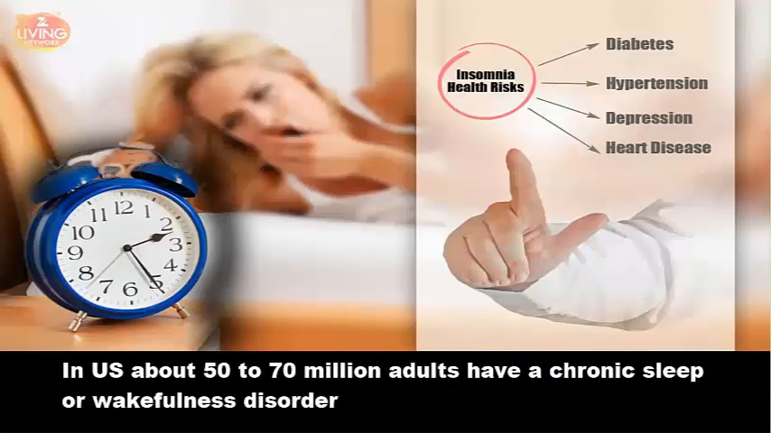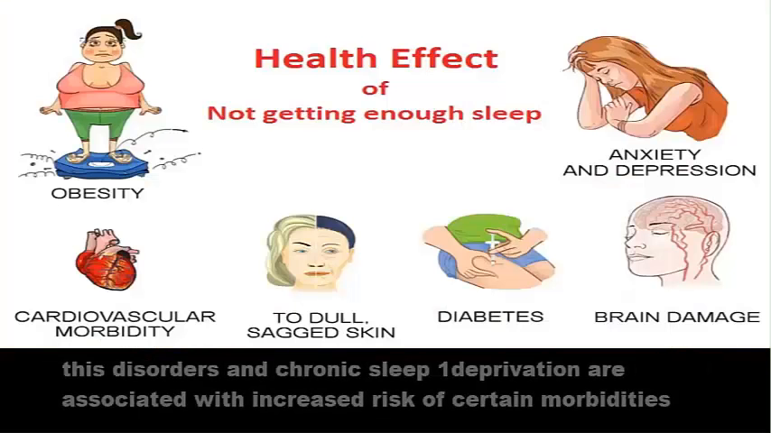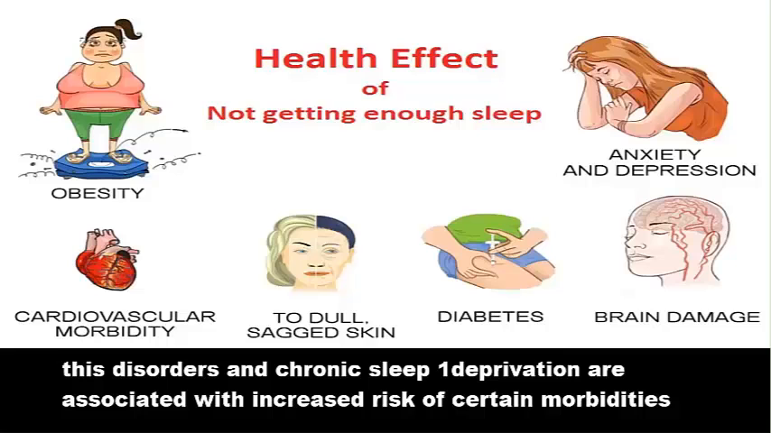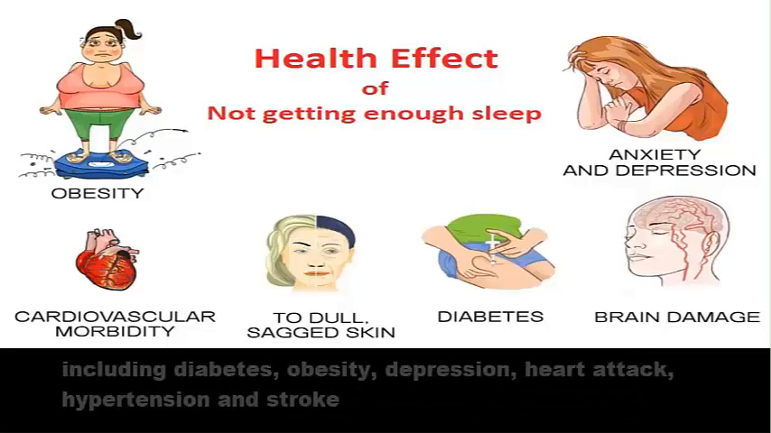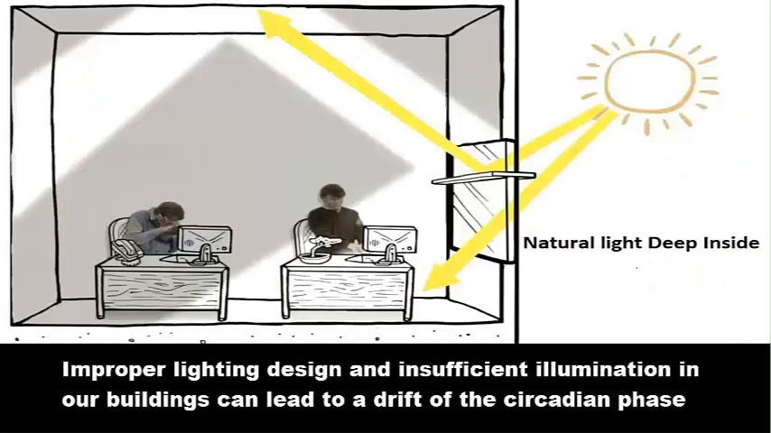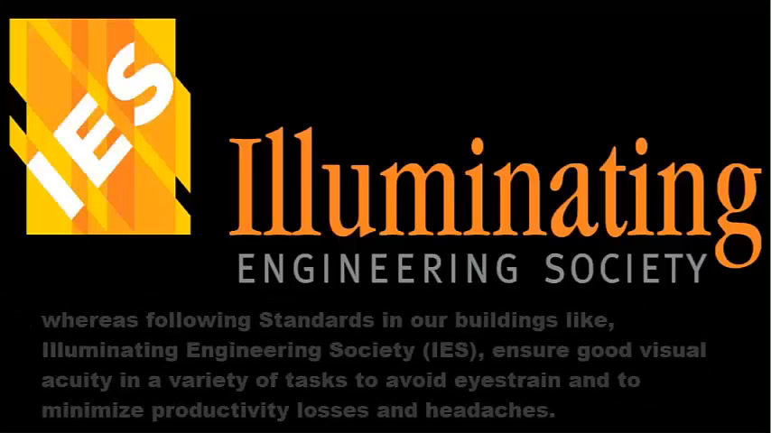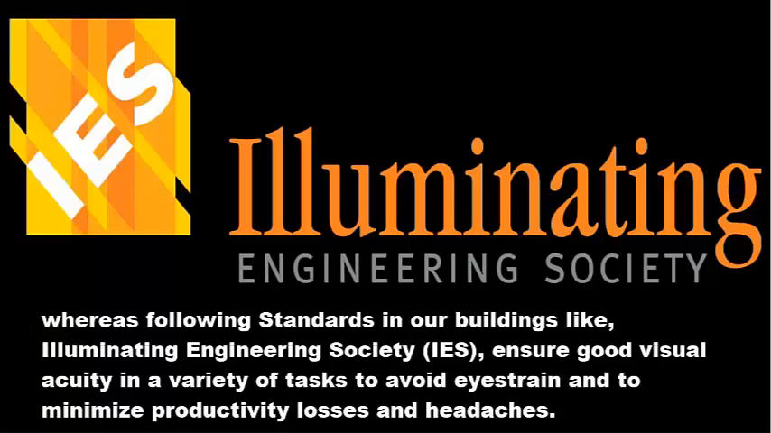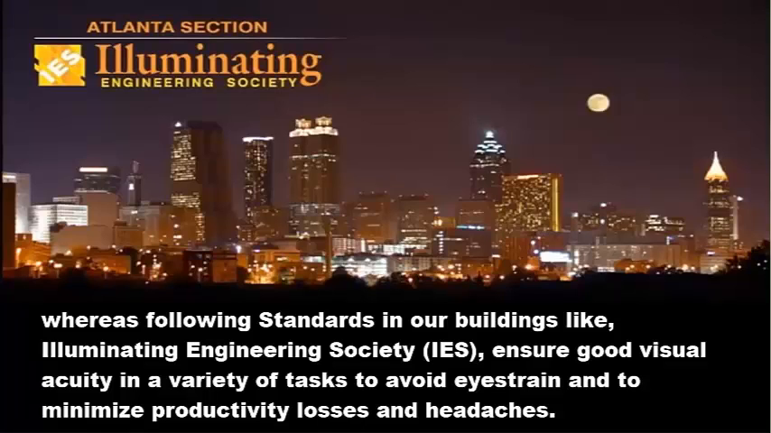In the U.S., about 50 to 70 million adults have a chronic sleep or wakefulness disorder. These disorders and chronic sleep deprivation are associated with increased risk of certain morbidities, including diabetes, obesity, depression, heart attack, hypertension, and stroke. Improper lighting design and insufficient illumination in our buildings can lead to a drift of the circadian phase, whereas following standards in our buildings like the Illuminating Engineering Society, IES, ensures good visual acuity in a variety of tasks to avoid eye strain and to minimize productivity losses and headaches.